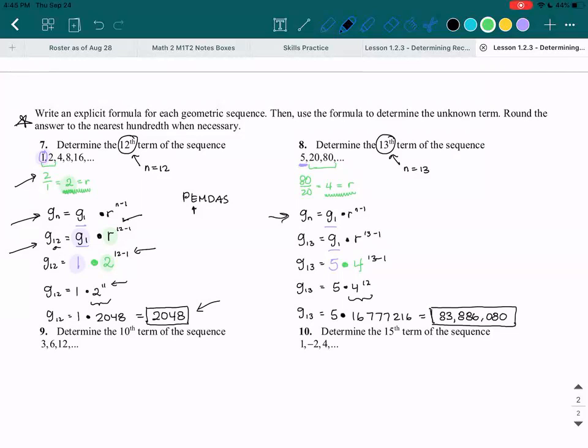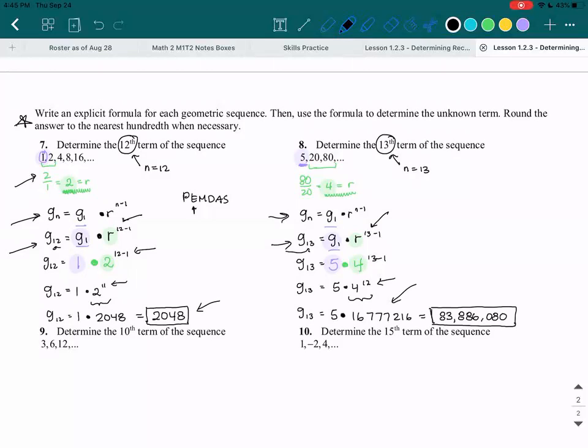Then we have our explicit formula over here, plugging in 13 in place of the n, in the exponent and in the subscript. So g sub 13 is equal to g sub 1 times r to the power of 13 minus 1. Now we replace the g sub 1, our first term, with 5, and we replace r, the common ratio, with 4. Then according to PEMDAS, we do the 13 minus 1, which gives us 12. Finishing off 4 to the power of 12 gives us that large number.